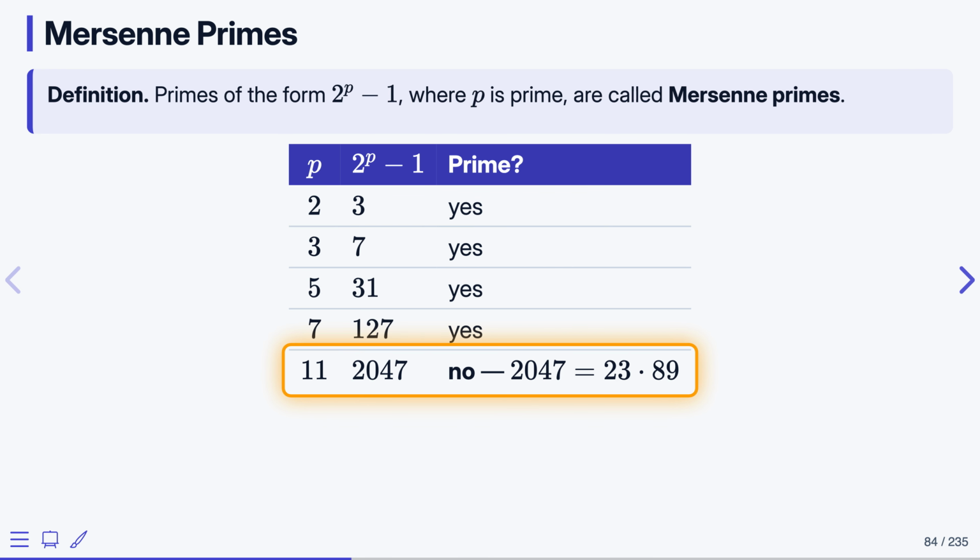Now p equals 11. 2 to the 11th minus 1 is 2047, and that is not prime. It equals 23 times 89, so a prime exponent does not guarantee a Mersenne prime.